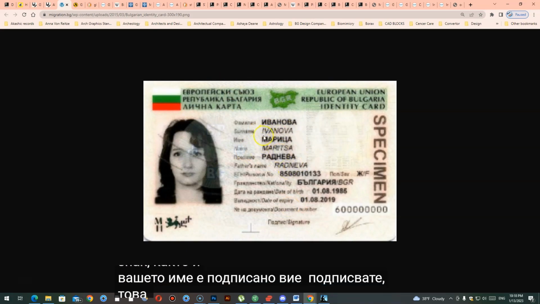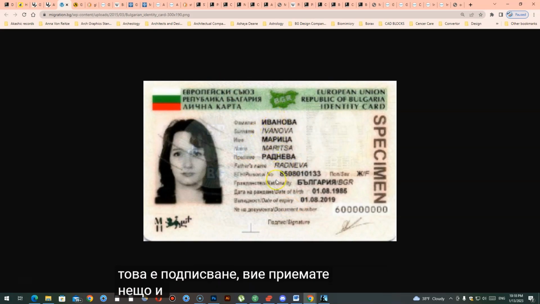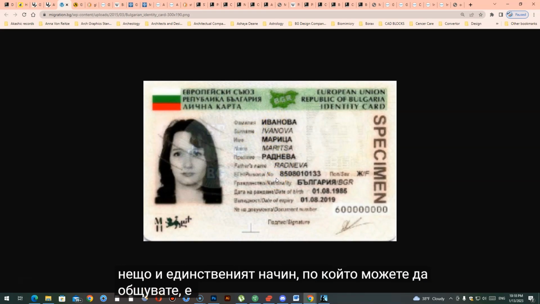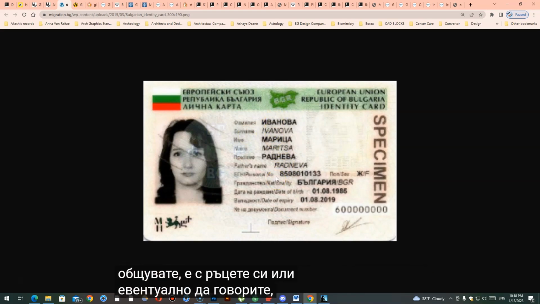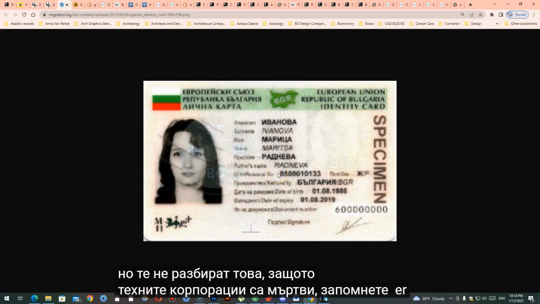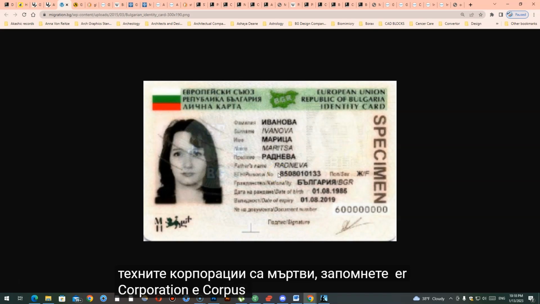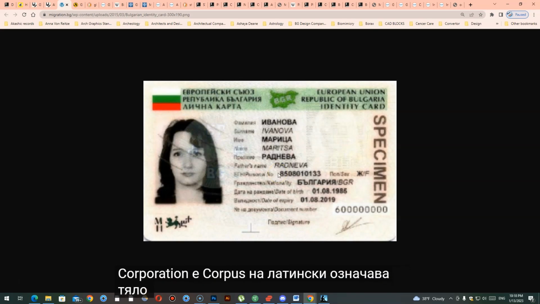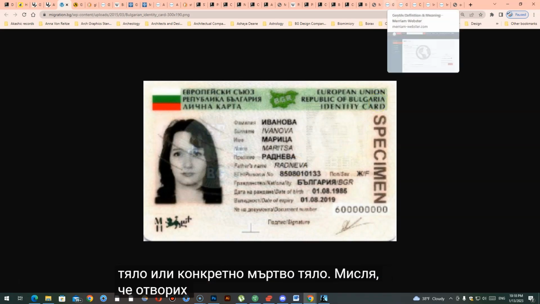This is signing. You are accepting something, and the only way you can communicate is with your hands or possibly speaking. But they don't understand that because they're corporations. They're dead, remember? Corporation is corpus in Latin. It means body, or specifically a dead body. I think I opened the definition.